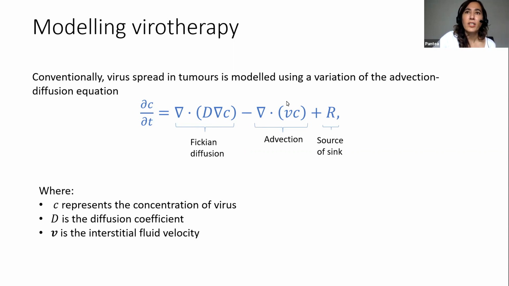And then we can have this advection term, where V is the interstitial pressure, or interstitial fluid velocity, and then we can have some kind of source or sink terms. We can have either diffusion or advection or both. Models that actually consider virus diffusion or virus spread as being impacted by ECM are rare, but I'm going to show you a couple of models that use some form of this equation.